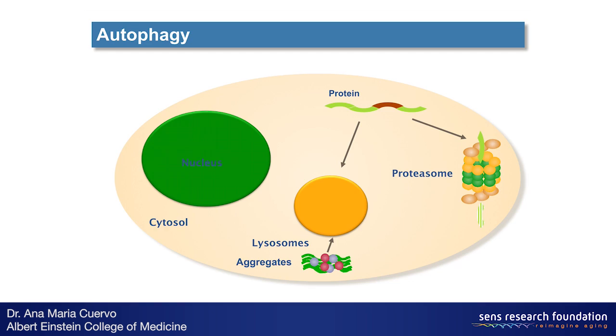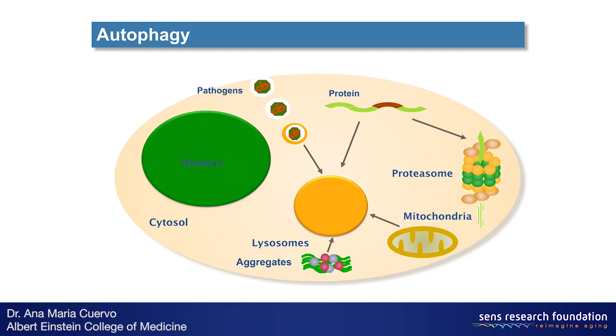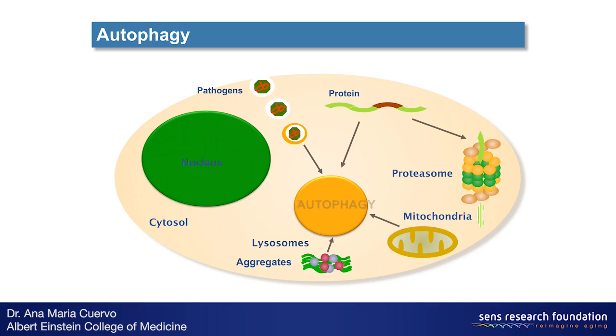That includes soluble proteins, as in the case of the proteasome, but also proteins that are organized in the form of aggregates, as well as organelles. This is the way that your cell eliminates a damaged mitochondria or any other damaged structure inside the cell. And lastly, components that invade the cells, such as, for example, virus or bacteria, can also be degraded through this lysosomal compartment. And this degradation of cellular cytosolic components in lysosomes is what is known as autophagy, and that's the main topic of this lecture.